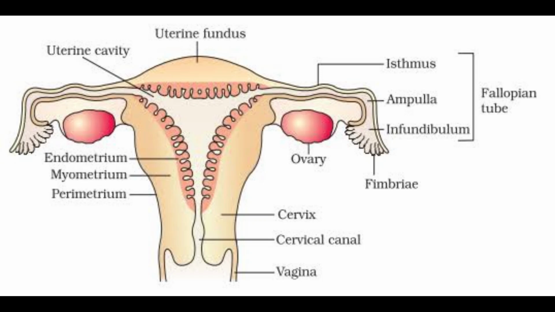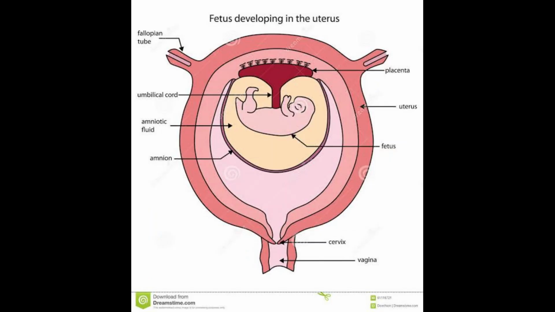Then menstruation. The endometrium of the uterus is shed during menstruation in the absence of pregnancy. The endometrium is shed off. It becomes thickened and is shed off when there is no pregnancy. Please take note. Then contraction. During labor, the uterus contracts to push the baby out of the birth canal.